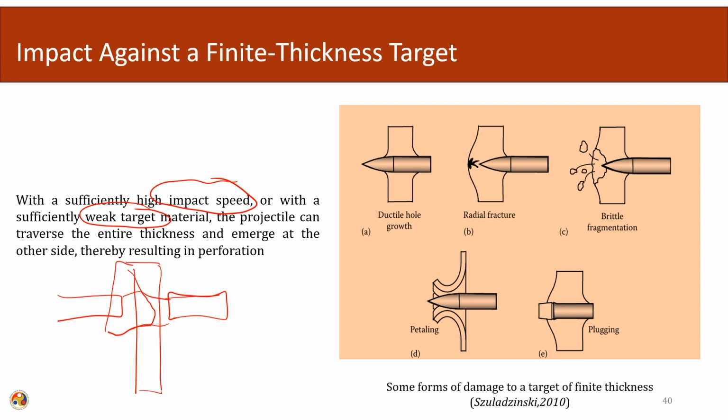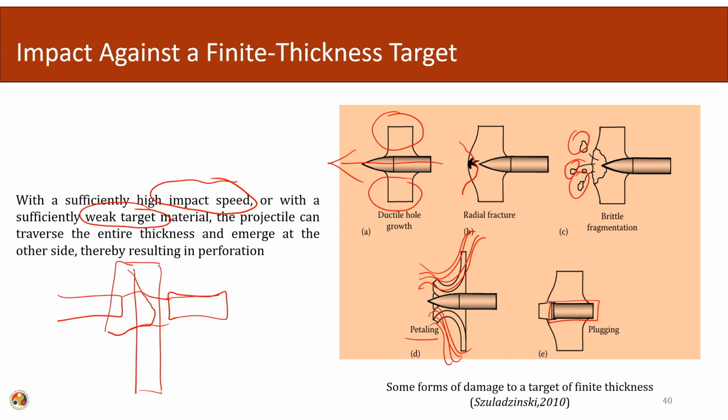Here in this figure we can see different examples of penetration. Let us say my target material is ductile, then the behavior of the target will be like this. If my material has a certain amount of toughness, then there might be a radial fracture, as observed here. If my material is brittle, then there will be fragmentation. This is normally seen in the case of concrete. Petaling will be observed if my target is layered, for example in certain layered composites, where we will see this type of behavior.